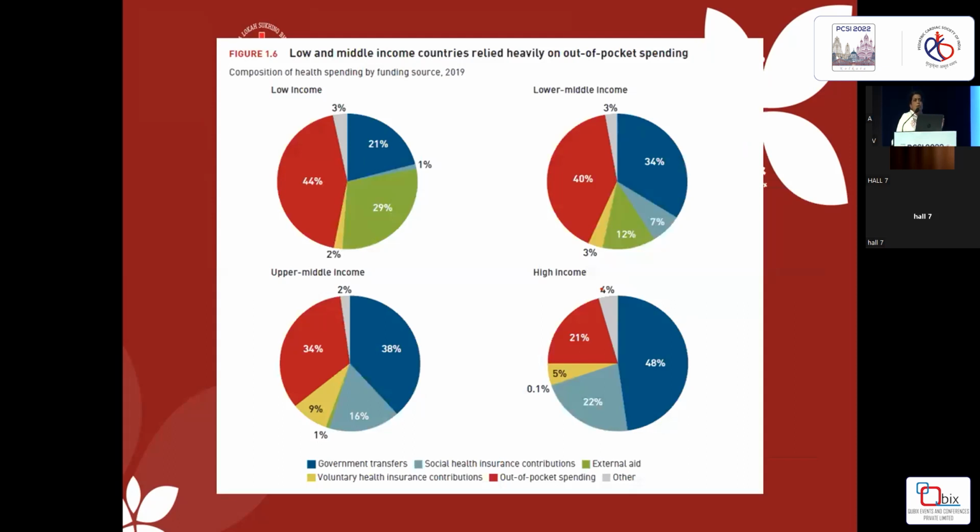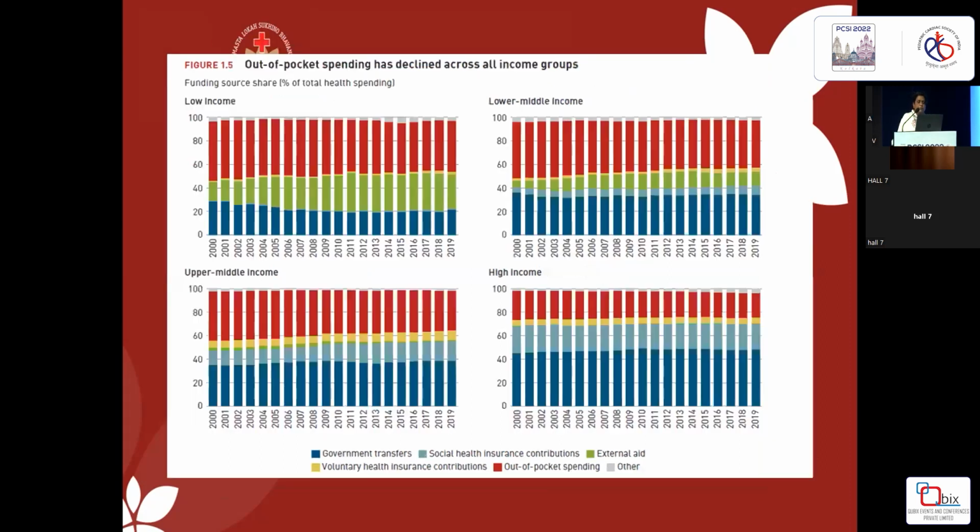So if you just want to summarize this, we have low and middle income countries who have to spend heavily out of pocket. We have the high middle and high income countries where there is a substantial amount of healthcare provision by the government and the social insurance schemes. But there is a very healthy trend going on in the last 15 to 20 years, wherein the out-of-pocket spending is diminishing in all 4 groups.